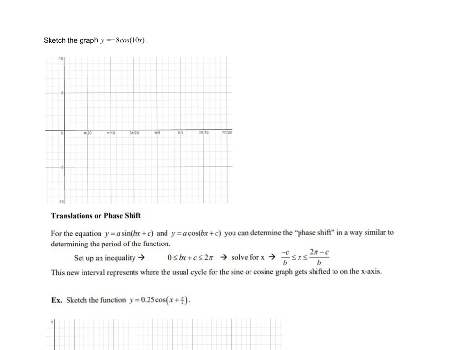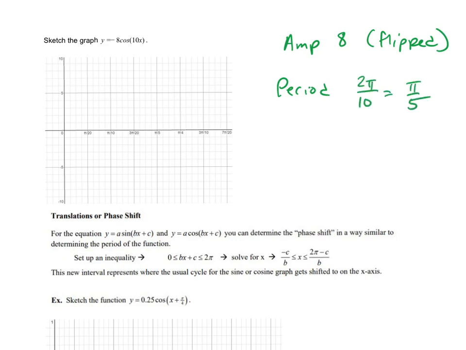So let's look at another one. This one is -8 cosine 10x, so a couple things. The amplitude is 8, but it is flipped. And again, it's flipped because of that negative sign, but the amplitude is still a positive number. The period is the other interesting thing in this one. So we're going to have 2 pi over 10, which is going to simplify to pi over 5, so a lot smaller.